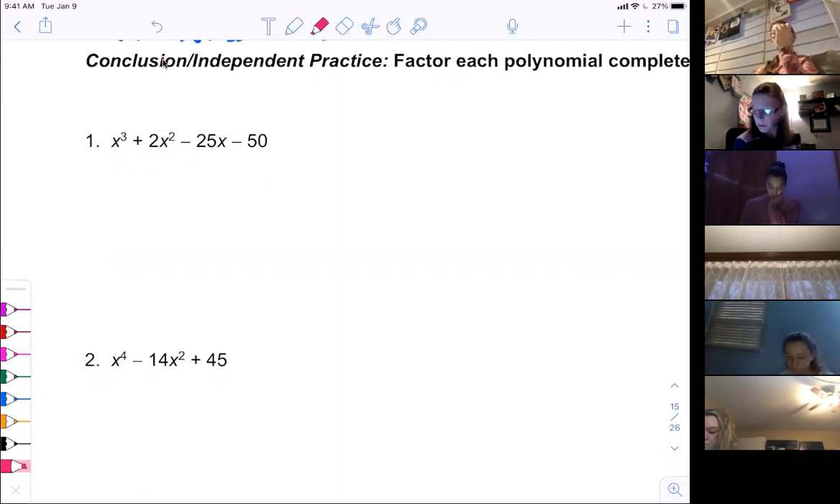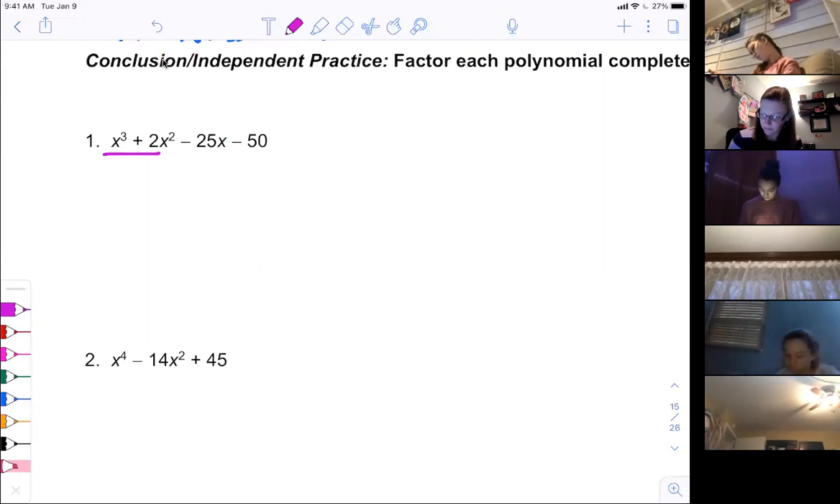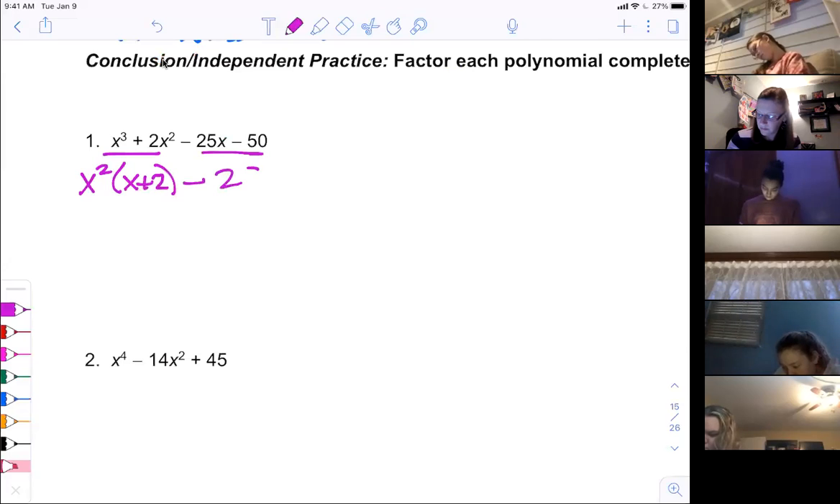So let's look at this problem here. This is a 4-term polynomial. We have 4 parts to it. Grace, what do you think you would do first with a problem like number 1? Isn't this the kind where we split it into the 2 different sides? Yep. Okay, so you would take the first 2 and you'd pull out a GCF of x squared, and then you'd be left with x plus 2. Okay, perfect. The next pair? And then the second one is you can pull out negative 25, and you'd be left with x plus 2. Nice.